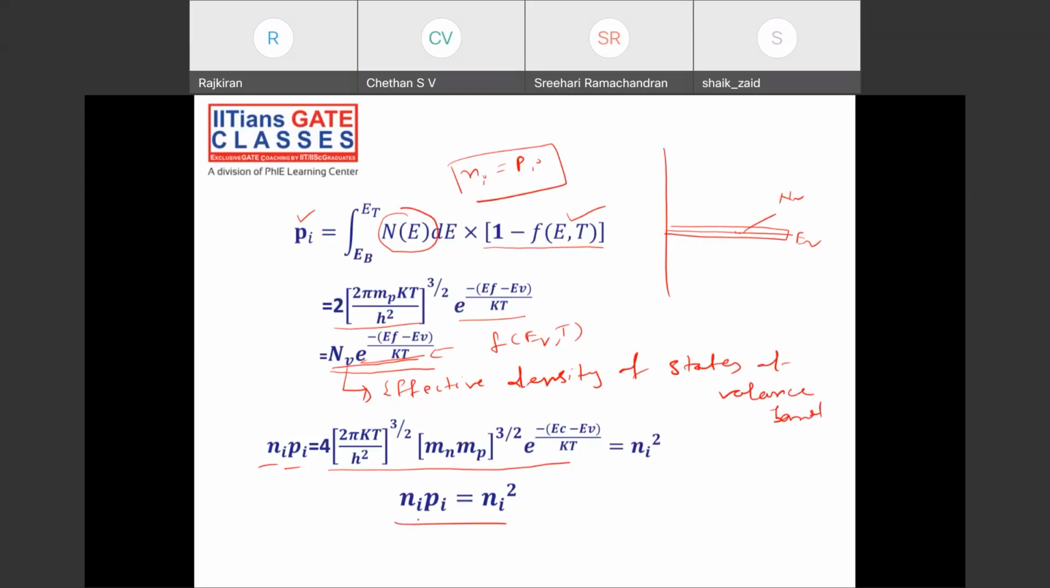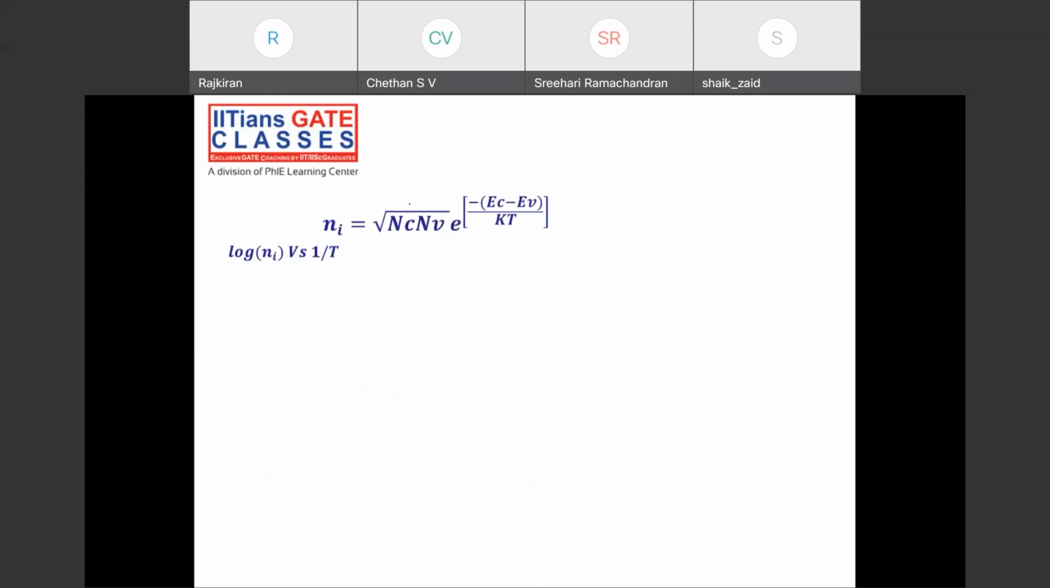So Ni Pi is equal to Ni square, which equals Nc into Nb exponential of minus Eg by kT. Then the root over of Nc Nb exponential of minus Eg by kT gives Ni. A student asks about the factor of 2 kT, and the answer is that the 2 in 2kT is definitely there.